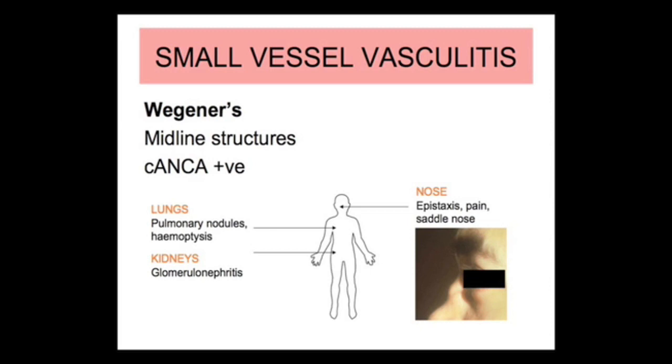And finally, as we work our way further down, we get to the kidneys, and these patients can sometimes present with glomerulonephritis. Now, we talked about the ANCA antibodies, and Wegener's has a close association with the C-ANCA form of ANCA antibody. Now, it doesn't mean that all patients with Wegener's will have C-ANCA, nor does it mean if a patient has C-ANCA they will have Wegener's. However, there does appear to be an association between C-ANCA and Wegener's.